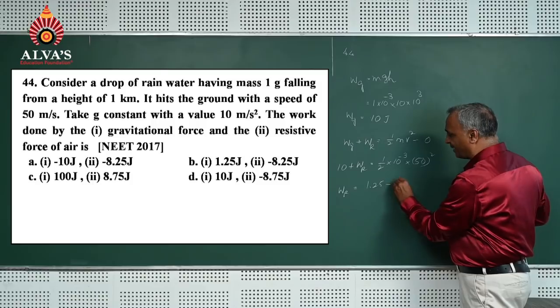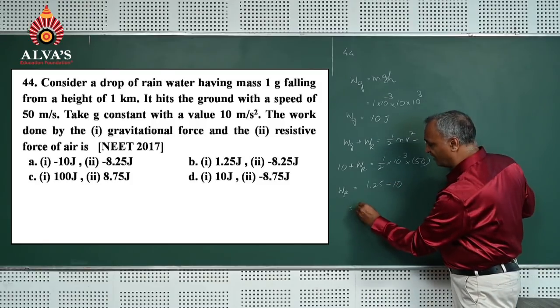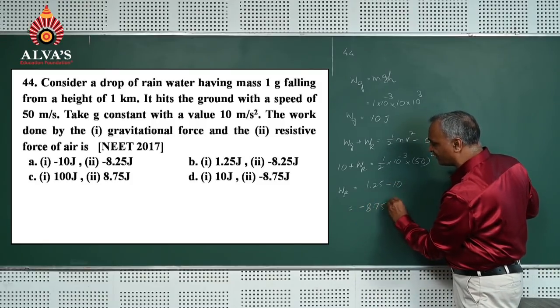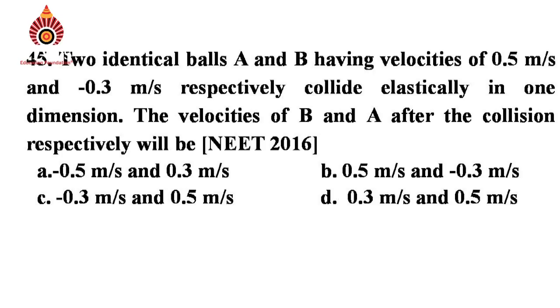Take 10 this side, minus 10. So this will give you minus 8.75 joules is the work done by the other resistive force. So I'll go for option D.